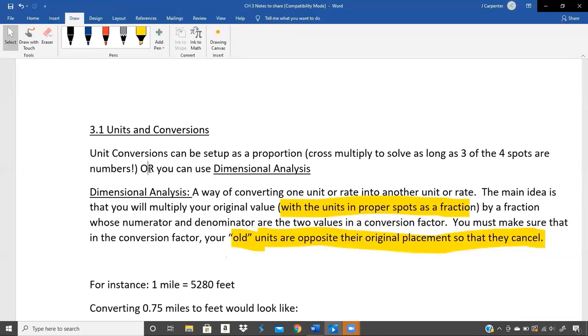so they cancel. I don't even write any numbers at first when I figure out my multiplier. This is the first thing I do. I say, all right, what's my old unit? Feet. Where is it? In the top. So in the multiplier, feet have to go in the bottom so they cancel, and I'll be left with my new units.